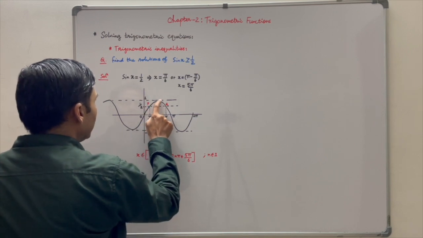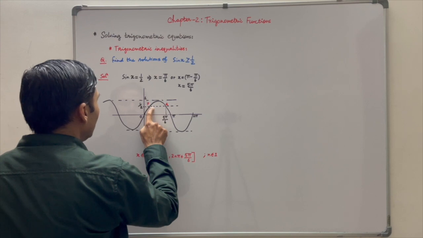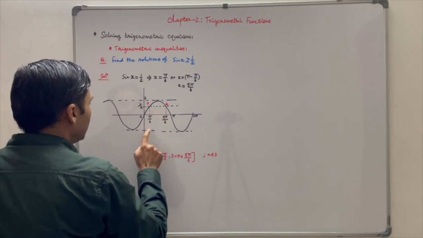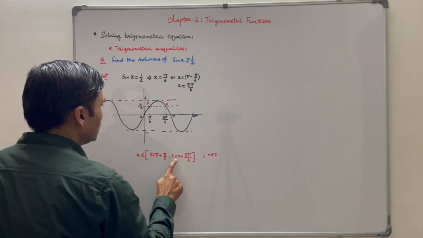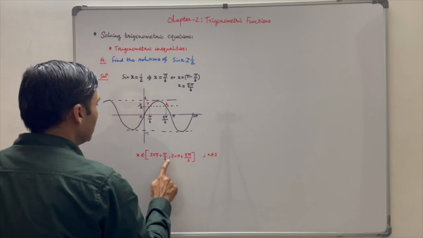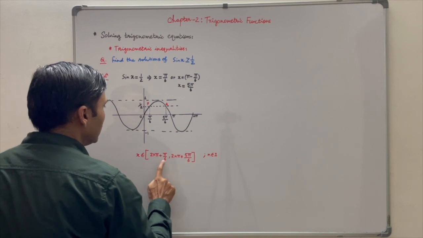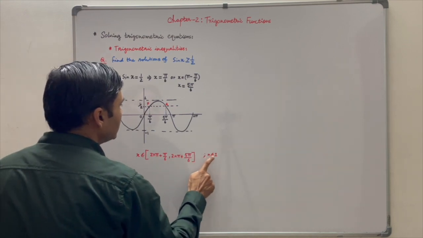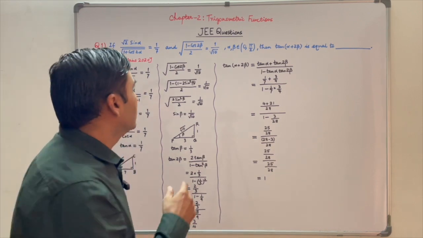Now between P and Q, the value is greater than or equal to 1 by 2 and less than or equal to 1. So the solution set is x belongs to [2n pi plus pi by 6, 2n pi plus 5 pi by 6]. This means x lies between these two extremes, including these two extreme values, where n is an integer. Let us solve previous year's JEE questions.